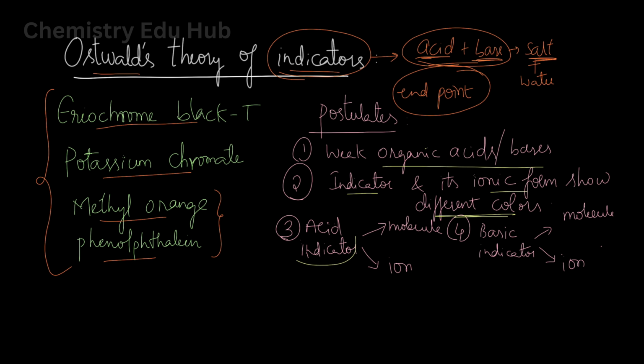If there is an acid indicator, it will be in the molecular form in the acid medium, and in the ionic form in the basic medium. And if it is a basic indicator, it will be in the molecular form in the basic medium and in the ionic form in the acidic medium. So these are the main postulates of Ostwald's theory about commonly used indicators.